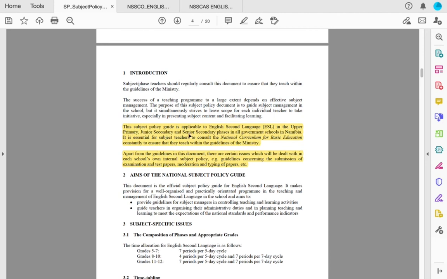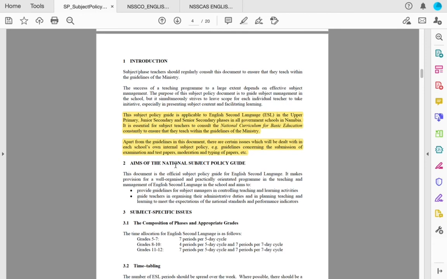Okay, this policy is applicable. I've already mentioned that it's applicable from upper primary, junior secondary, and senior secondary phases, and it is very essential for us teachers now to consult the National Curriculum for Basic Education document to get the specific guidelines that the ministry has for us, because this document does not have all the guidelines, only some of them, but we need to know other guidelines that are stipulated in the national curriculum for basic education.